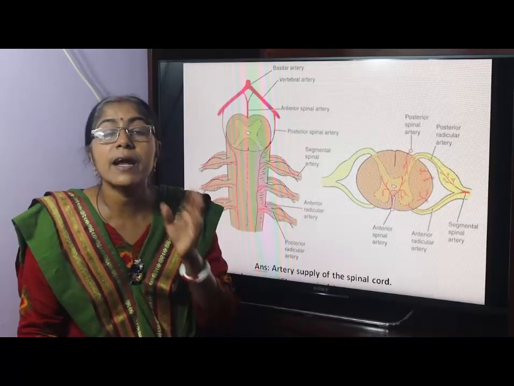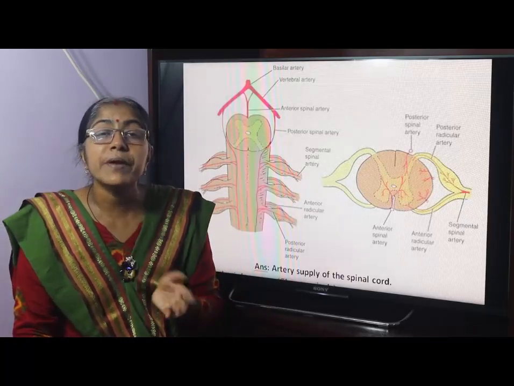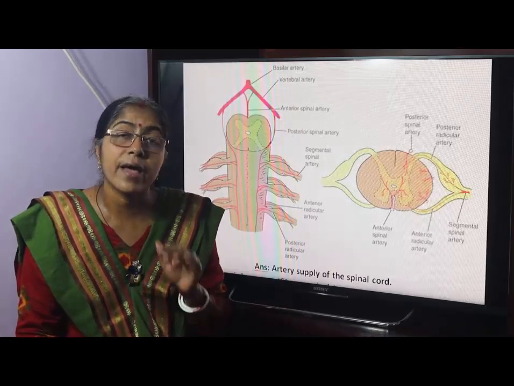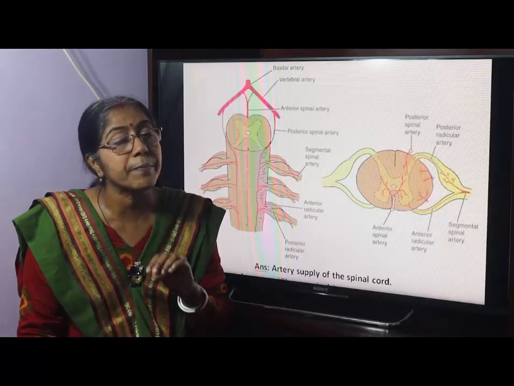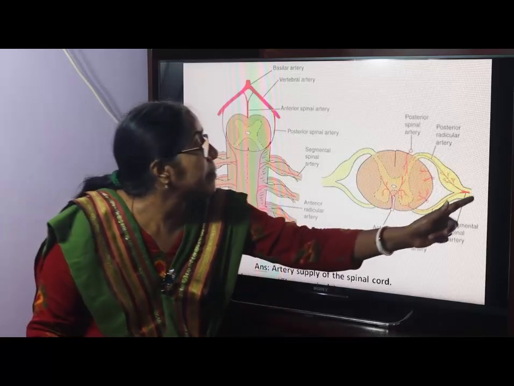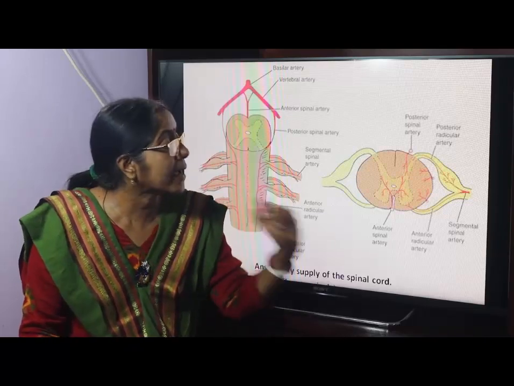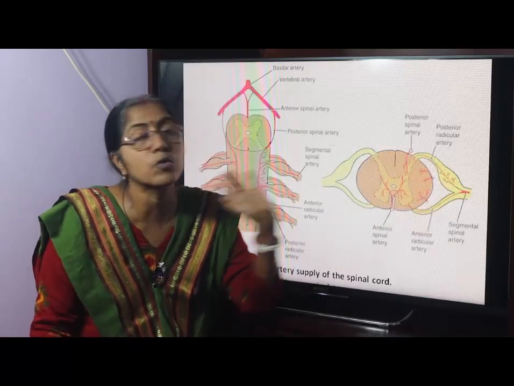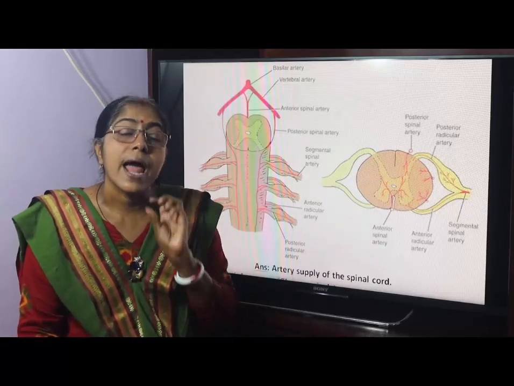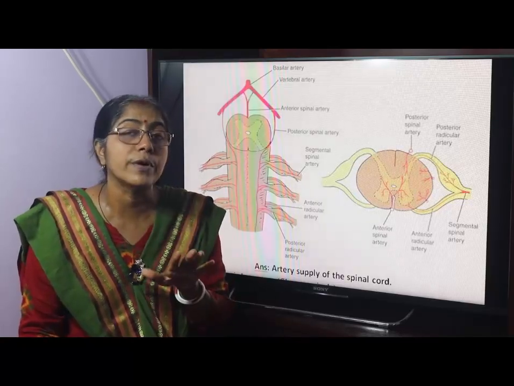And these anterior and posterior spinal arteries are reinforced by segmental spinal arteries. Segmental spinal arteries arise from outside the vertebral canal. After entering into the vertebral canal, they divide into anterior and posterior radicular arteries and accompany ventral and dorsal root of the spinal cord and anastomose with the anterior and posterior spinal arteries to supply the spinal cord.